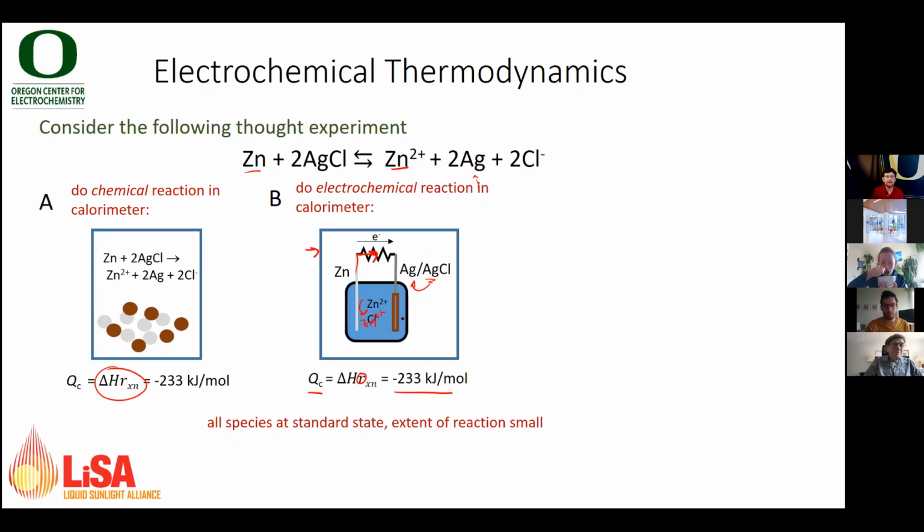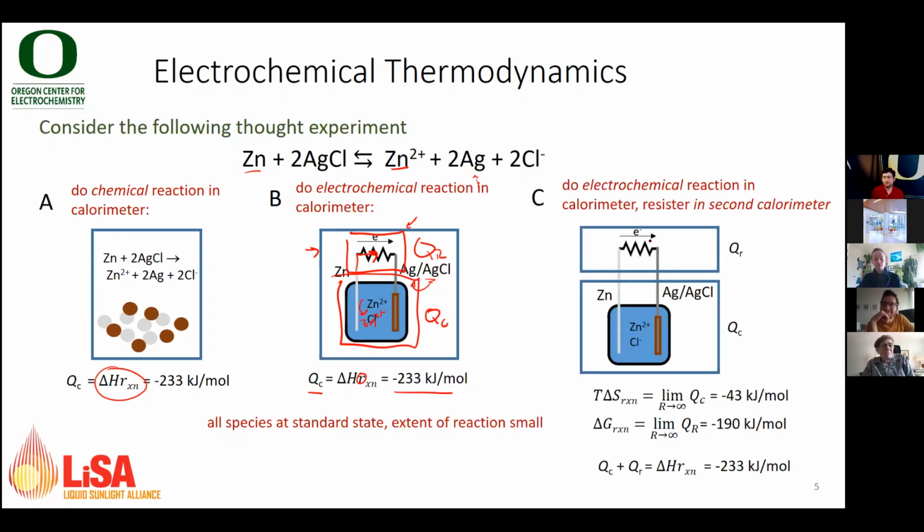Okay, so what's going to happen if I take two calorimeters? What am I going to measure? What if I put a calorimeter around this one and another calorimeter around this one and I measure QC and QR? What do you predict I would measure? And if this resistor goes to infinity in size, what you'll find is that the entropy term is what happens in the electrochemical cell. The free energy is the work you can extract.